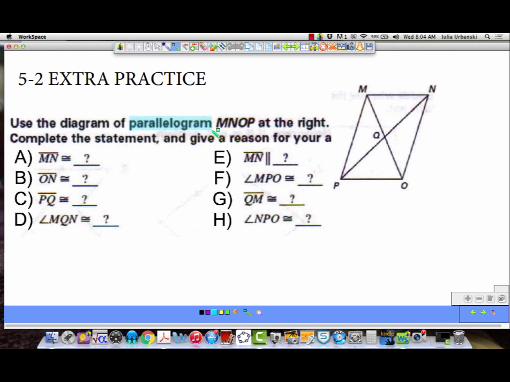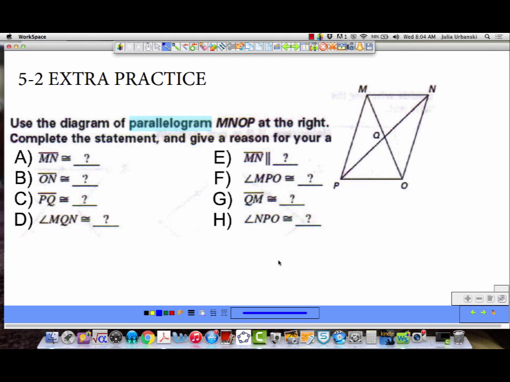That means that you already know the opposite sides are parallel, opposite sides are congruent, opposite angles are congruent, same side angles are supplementary, and diagonals bisect each other. So I don't have that up on the board, but you guys have all those properties written in your reference chart right there. So keep that out right in front of you as we look at these.